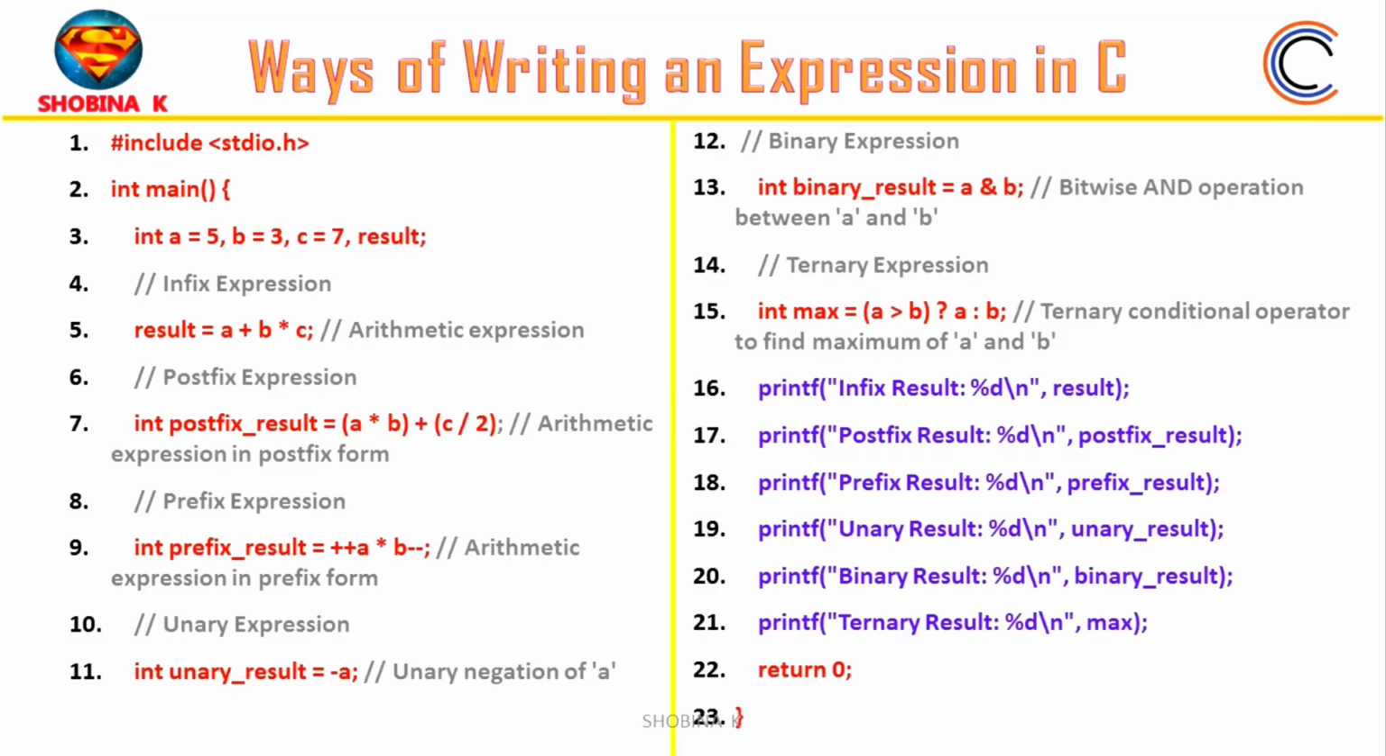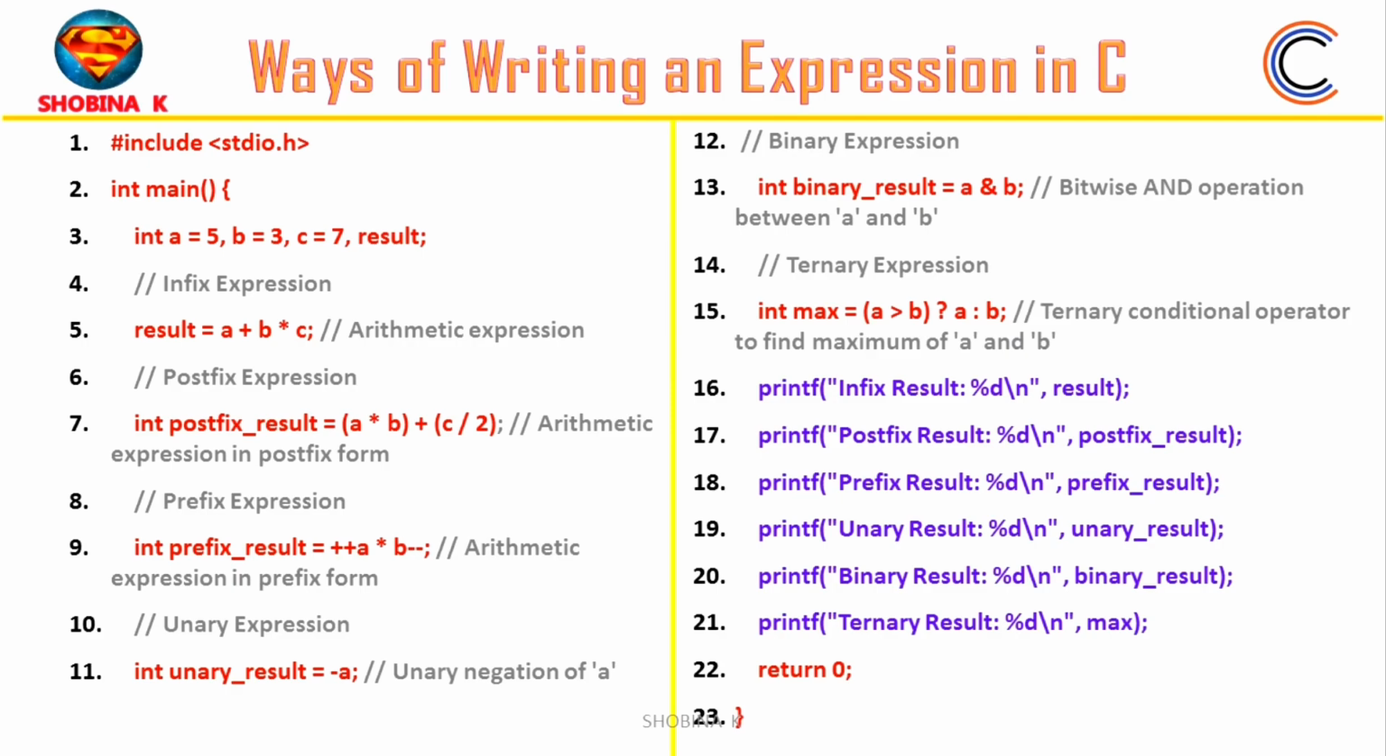Now let's see an example program to demonstrate various ways of writing expressions. First, include the standard input-output header file, which allows us to use functions like printf for output. Main function is the starting point of the program where execution begins. And then we have variable declaration. Three integer variables a, b, c are declared and initialized with values. And one variable result is declared to store the result of the infix expression.